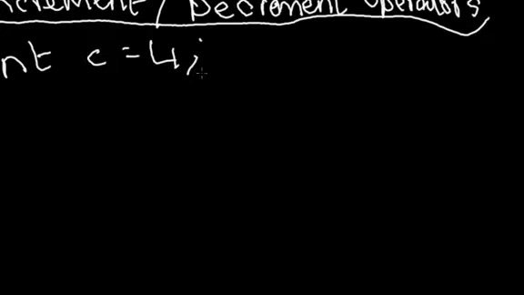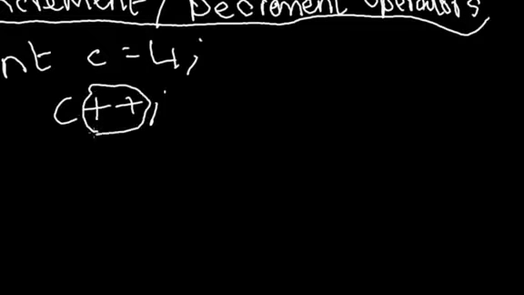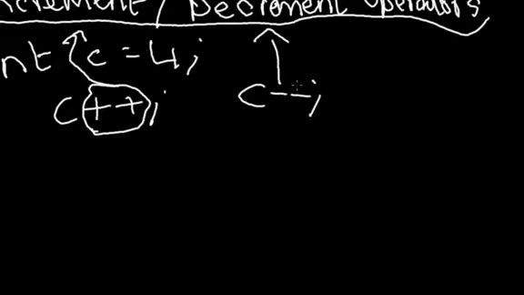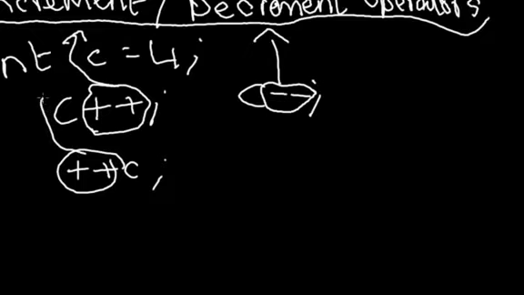That's a semicolon, by the way. And I write c plus plus. The plus plus here is an increment operator. Let's say I write c minus minus. That's a decrement operator. So I hope you got that. Now let's say I write plus plus c. Now plus plus is again the same function. I add minus minus c. Same function.